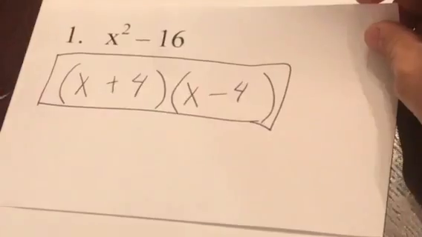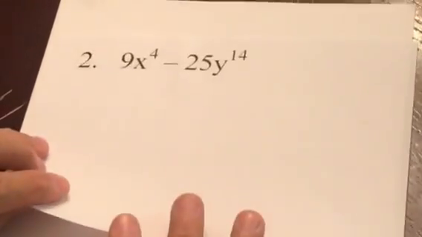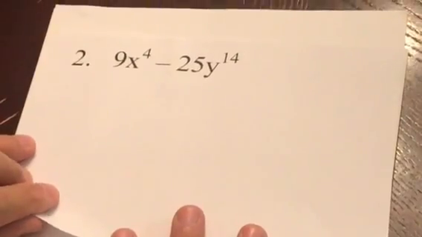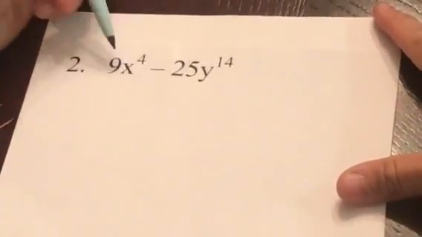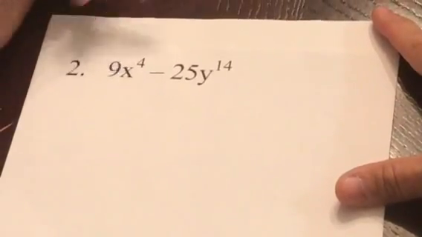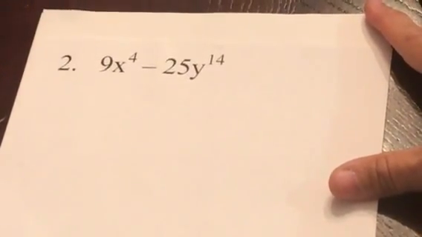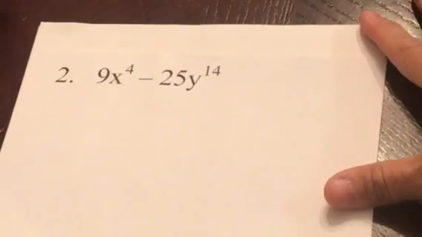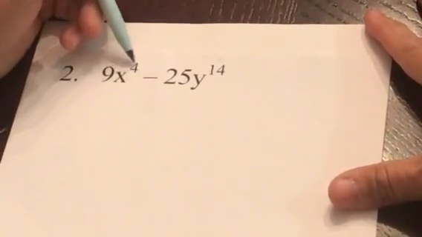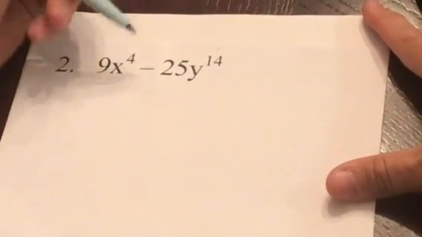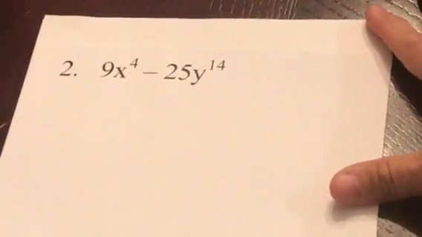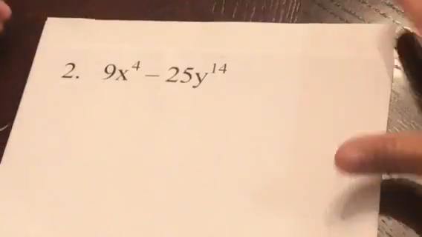Let's take a look at example number 2. Immediately on example number 2, I noticed two major differences. We have two numbers to test, and we have an x and a y. So let's go through our 3 items to check for. 4 is an even exponent, and 14 is an even exponent. We do have subtraction in the middle. Let's test the square root of 9 and the square root of 25.